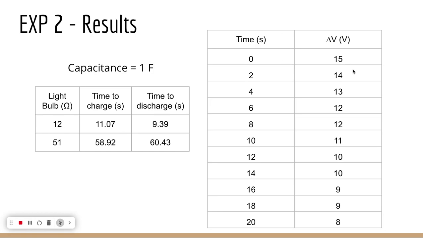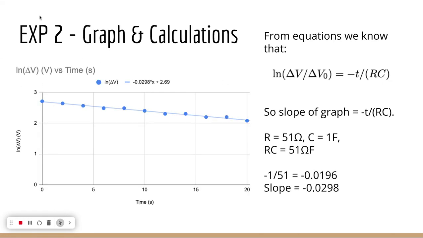We then did our recording with the 51 ohm light bulb. And you can see here, as time progressed, this is how the potential difference of the capacitor decreased. So I converted that column of potential difference to ln potential difference and plotted it versus time to get this graph. We know from the equations that the slope of this graph is equal to negative t over RC. So I calculated this: this is the theoretical value of our slope, this is the actual value of our slope, which are fairly close to each other.